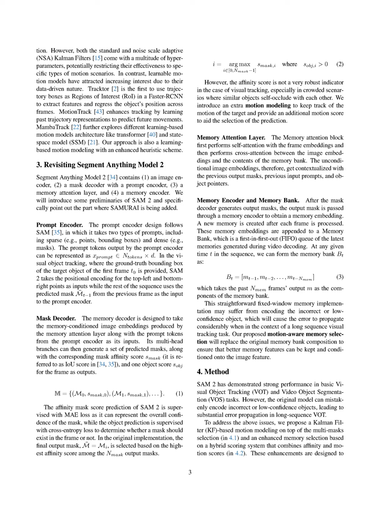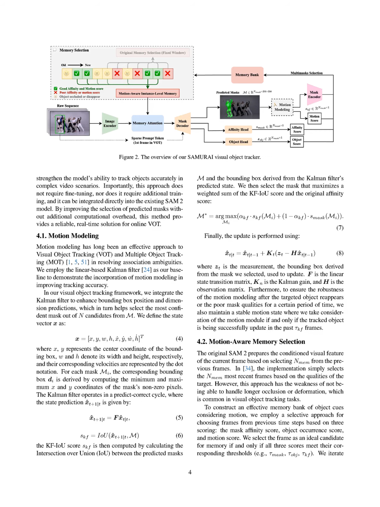The proposed method Samurai enhances the Segment Anything Model 2, SAM2, by integrating two core components, motion modeling and a motion-aware memory selection mechanism. First, the motion modeling utilizes a Kalman filter, KF, to predict the bounding box's position and dimensions based on the object's trajectory, allowing for the selection of the most confident mask from multiple candidates. This process involves defining a state vector that includes the bounding box's center coordinates and dimensions, and calculating a KF-IoU score to evaluate the predicted masks against the bounding box.